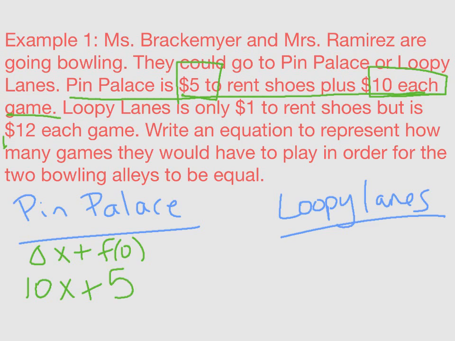My other option would be Loopy Lanes. Let's make the expression for Loopy Lanes, still looking for my change and my starting value. Loopy Lanes is only $1 to rent shoes, but is $12 each game. So, I do see the word each again, but that's with $12 this time, so I know that my change, or my delta, is going to be 12, and then we're going to keep the x right there since we used x the first time, or if you wanted to use g, you could use g as well.